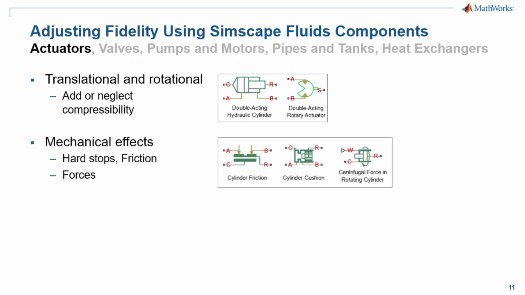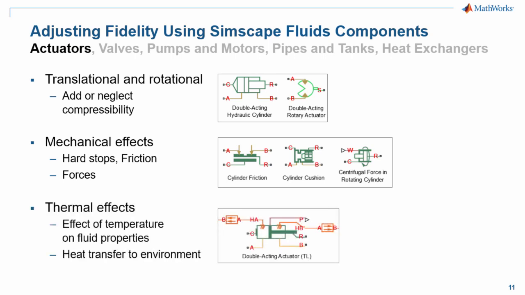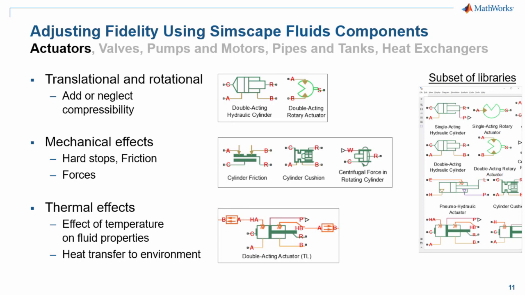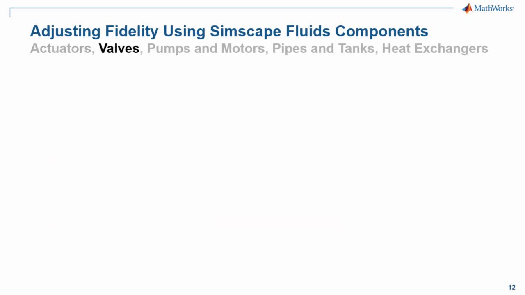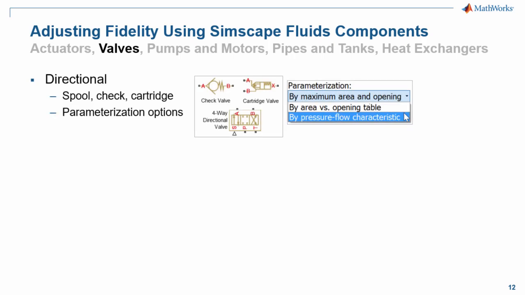There are various mechanical effects available in these components, such as hard stops, friction, and additional forces, and you can also include thermal effects, including the effect of temperature on the fluid properties and heat transfer to the environment. There are many more components available in the libraries than what you see here. There are valve libraries dedicated to various different tasks that you will find in hydraulic systems. Directional valves are available, including spool valves, check valves, and cartridge valves, with various parameterization options. These parameterization options help you leverage data from datasheets or measured data from a real system.